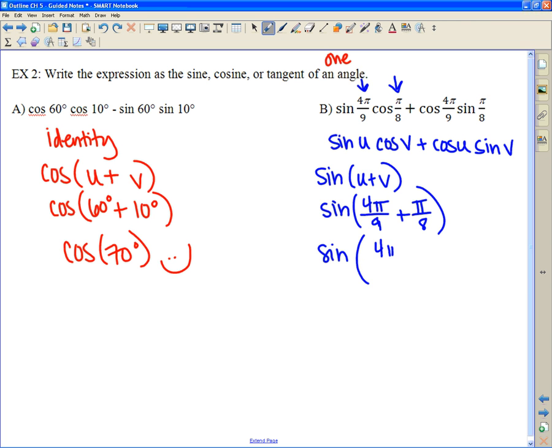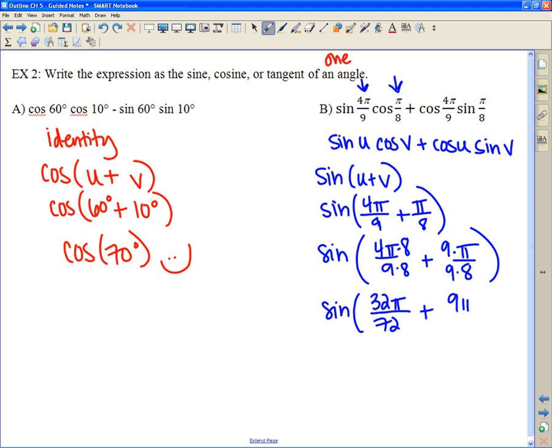So 4 pi over 9, I'm going to spread this out just a little bit, plus pi over 8. And I'm going to multiply this by 8 and this by 8. And this gets multiplied by 9 and 9. So the sine of 32 pi divided by 72 plus 9 pi divided by 72 simplifies to one angle, which would be 41 pi over 72. And that's the answer.